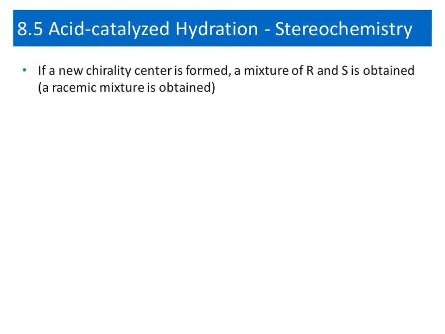As I mentioned before, if in the product we are forming a chirality center, we are going to get a mixture of R and S products, or a racemic mixture, because the intermediate in this reaction is a carbocation. So let's look at this example. Now if we add acid to this alkene, we are going to get a mixture of enantiomers, which is a racemic mixture.